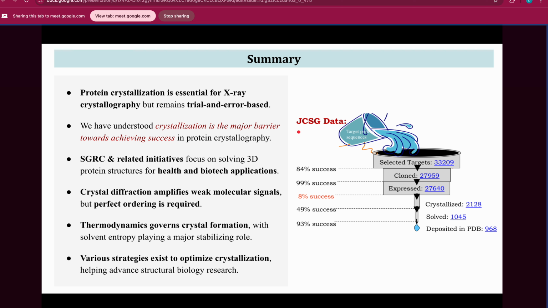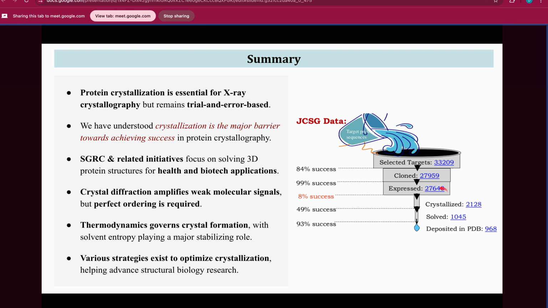According to the data published by JCSG, they selected about 33,000 target protein sequences and cloned them. The success rate obtained was 84%. After the cloned targets were obtained, we allow them to express, because these are genes and in expression they will be converted into protein. Of 27,959 cloned targets that underwent expression, 27,640 were overexpressed. So there is a 99% success rate from cloning to expression.